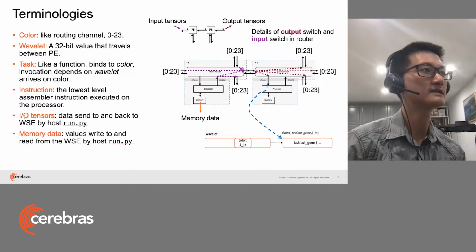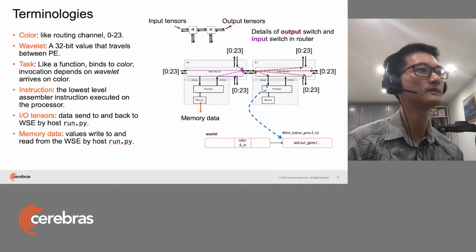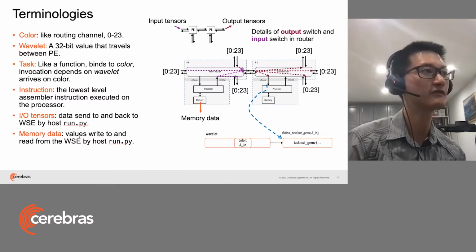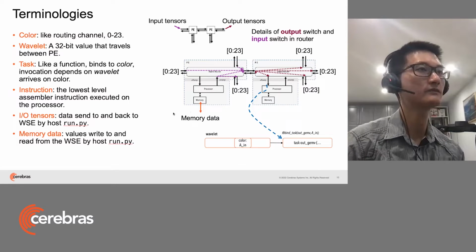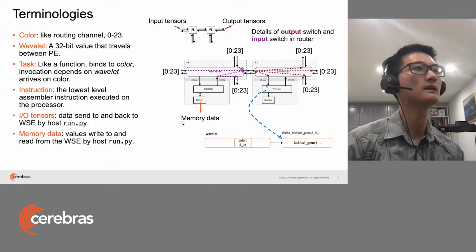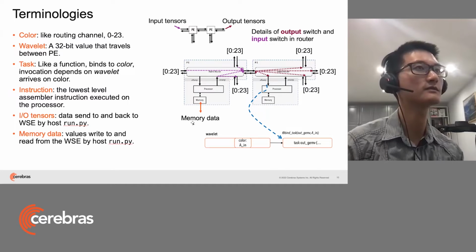Now, data are sent back and forth from the wafer scale engine to the host through I/O tensors. And finally, memory data are data that get written into the memory, often before the execution starts, or it can be read back after run.py is completed. We can access these memory data directly from the host, and that's how we write and read to it before execution and after execution, respectively.